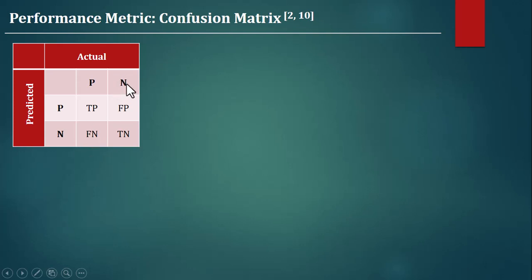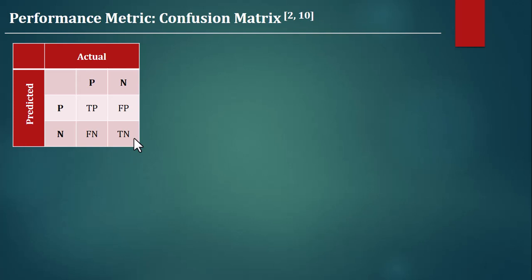Similarly, if our actual class label is negative, but if it is predicted as positive, we will call it a false positive, because it is classified as positive but it's not positive, it was originally negative. And if our actual class label is negative and if it is classified as negative, then we will call it a true negative, because it was negative and it is classified as negative. So this is the confusion matrix.